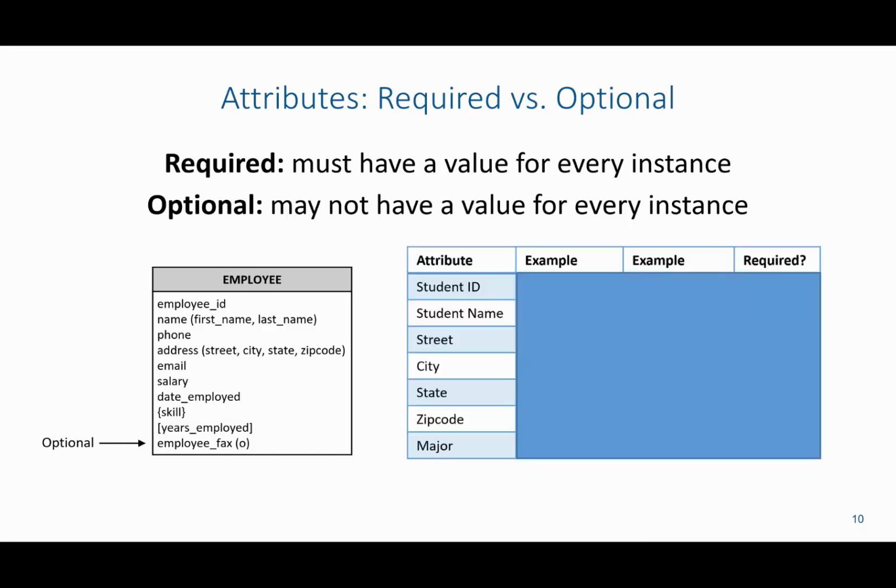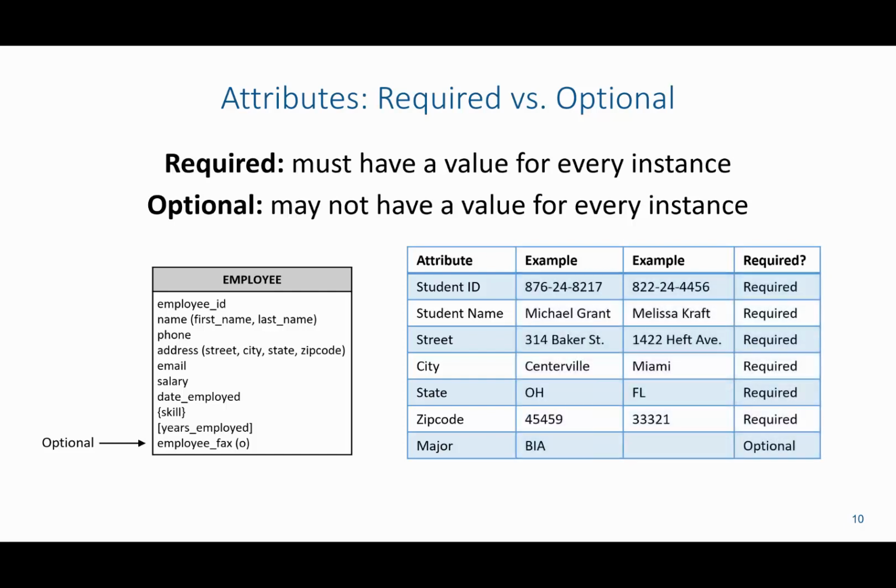So if I were to show you this table where we have all the attributes representing a student in the left column, student ID, student name, street, city, state, zip code, and major, which of these would be required and which one of these would be optional? If you said that major could be optional, then you are correct, unless you say that undeclared is considered a value and must be stored in the database. Then this would not be optional and must be required, just like every other piece of the database.